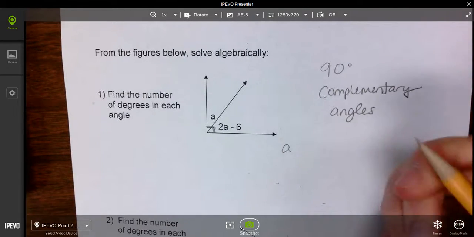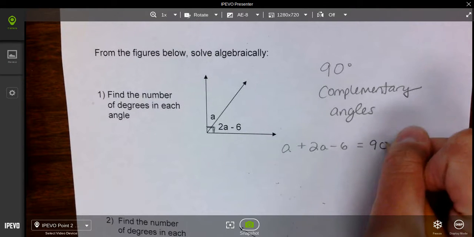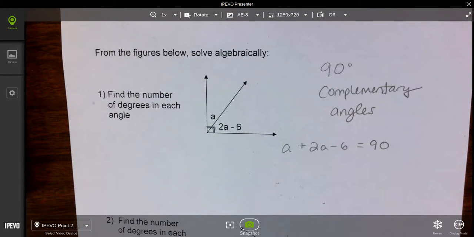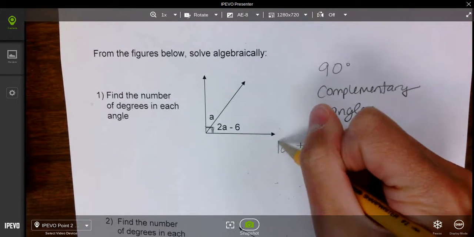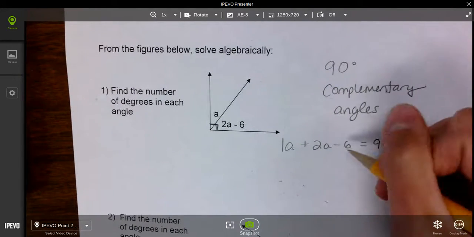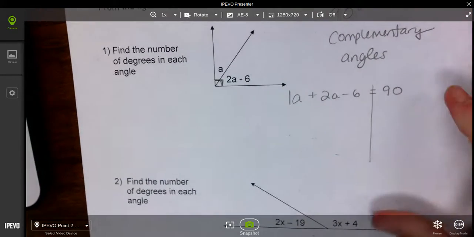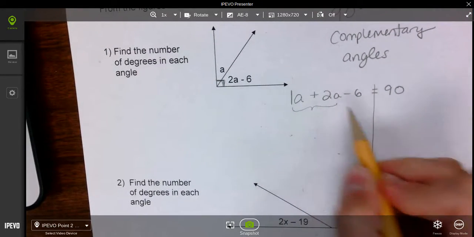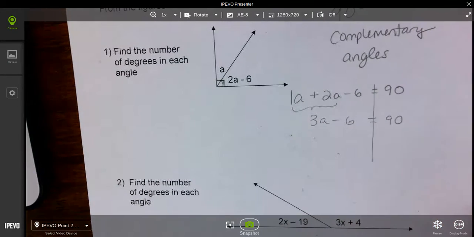If I take angle A and I add it to angle 2A minus 6, together I know they have to add up to 90 degrees. Remember that whenever a variable is by itself, it has a coefficient of 1. I'm going to put a line through my equal sign just to help me with my math procedures here. I'm going to combine like terms. 1A and 2A I know is 3A. I'm going to bring everything else down.